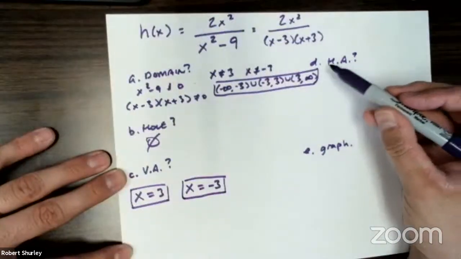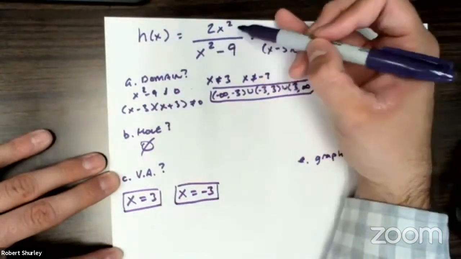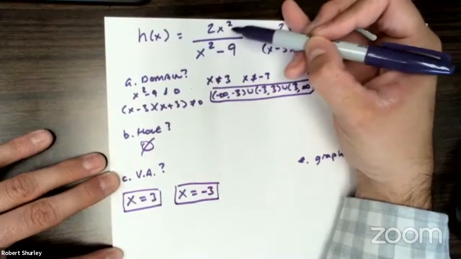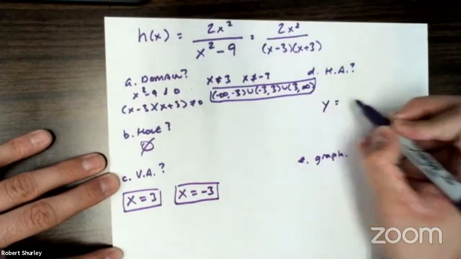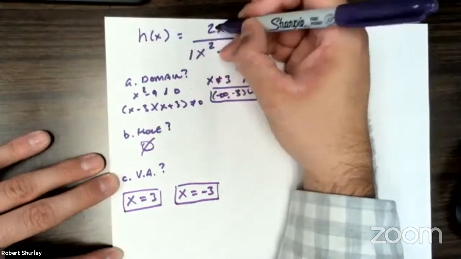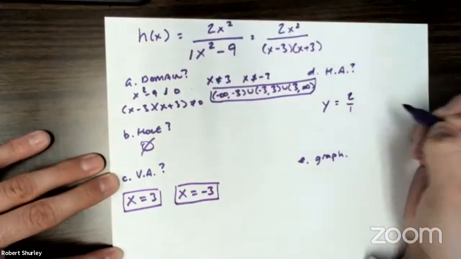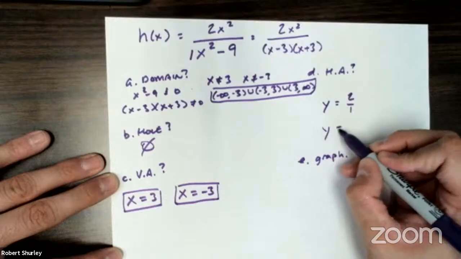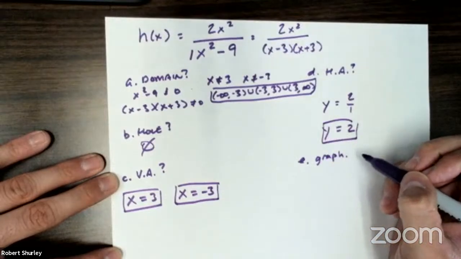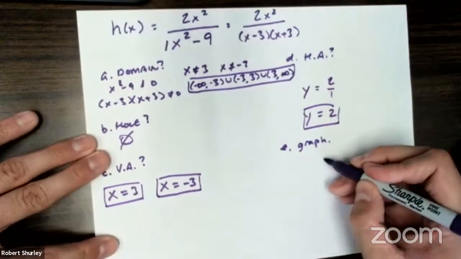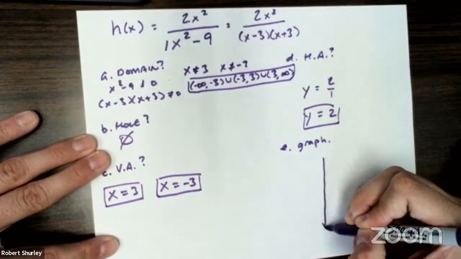Boom. Now let's talk about the horizontal asymptote. Look, we have the same degrees, 2 and 2, right? If they're the same, we look at the leading coefficients, 2 and 1. So it's 2 over 1. So it turns out the horizontal asymptote is just y equals 2. Just y equals 2.